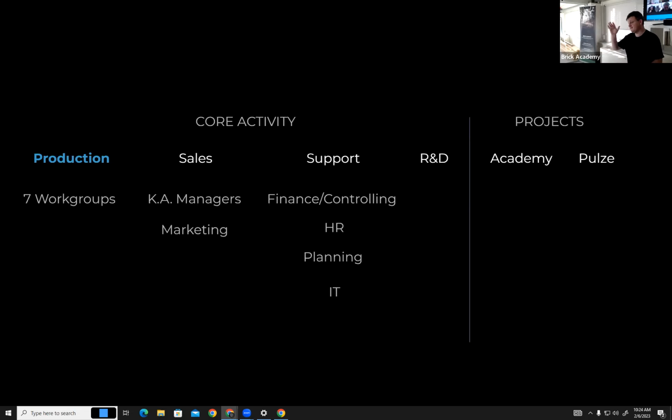So let's start with, obviously you can see there's production, sales, support, which includes finance, HR, planning, IT. We have an R&D activity, and the two side projects are this academy and PAUS that I mentioned to you. But let's start with the production. This is where most of the people in the company are, but all the other functions are equally important in Brick.